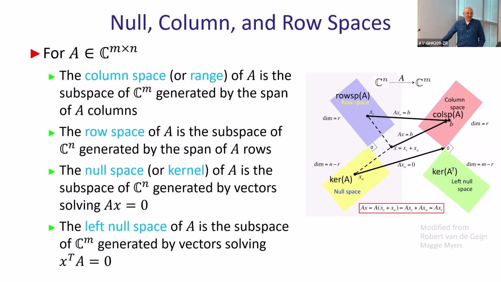So row space is column space of A transpose. Think about that. You transpose the matrix, and geometrically this is the same thing. It's just column space of A transpose.